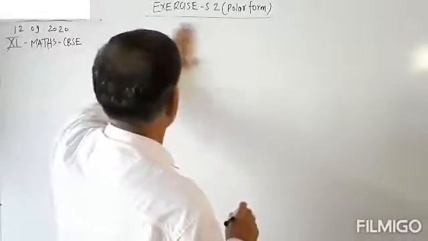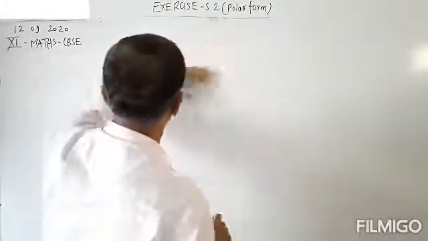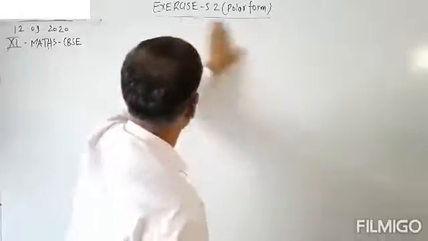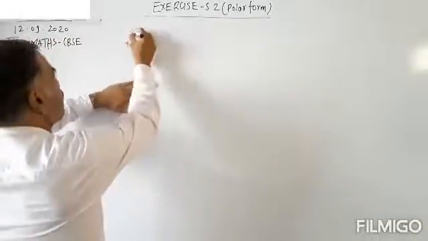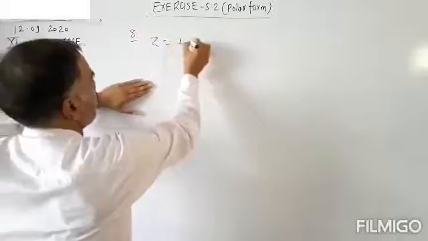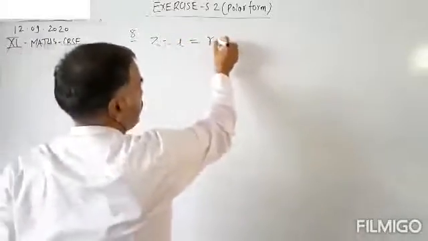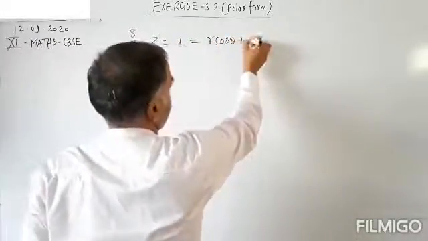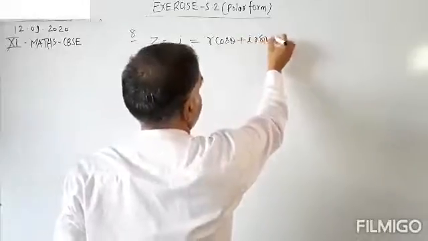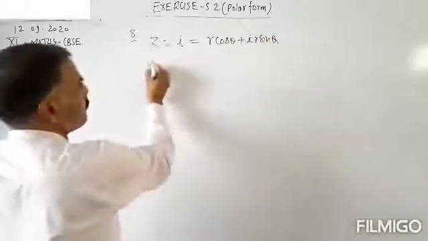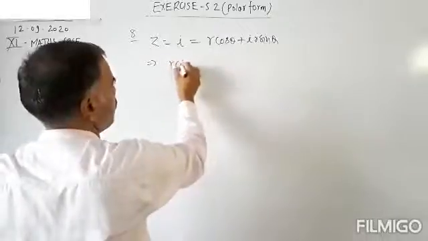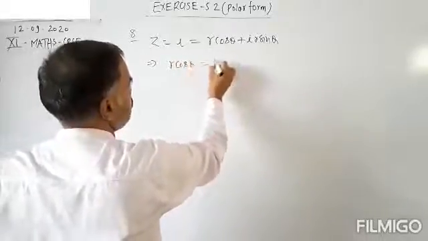Polar form of iota. Question number 8: z is given as iota. So compare this with r cos theta plus iota r sin theta. Now after comparing we will get r cos theta equals 0.